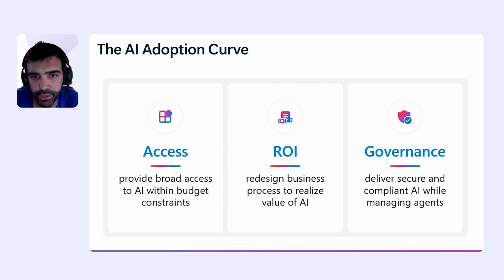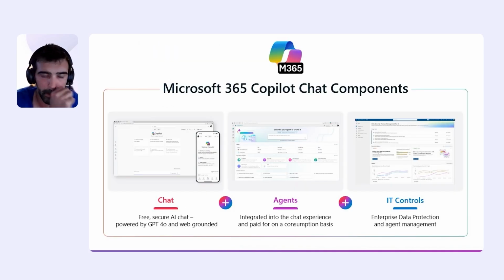ROI is when organizations use AI to transform their processes and demonstrate measurable business value. And to finalize this part, governance is really the way that Microsoft is building AI tools that are secure and compliant, ensuring that IT can effectively manage their business and make sure they have control of what is being made available to the users.